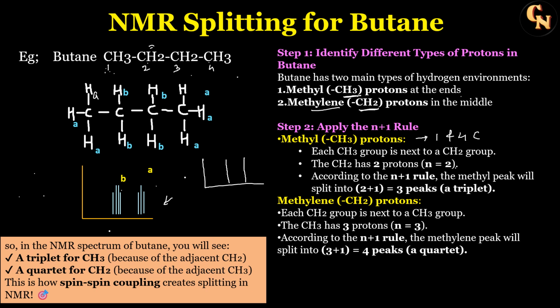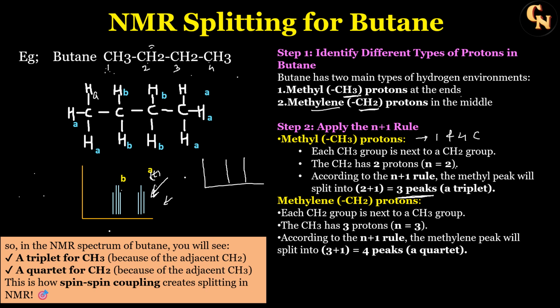According to the rule, it will be 2 plus 1, so the signal is going to split into 3 peaks. Suppose this is the peak; in high resolution you will see it split this way. That is 3 peaks, which is called a triplet. We denote this peak by a small t in brackets; small t in brackets indicates a triplet.